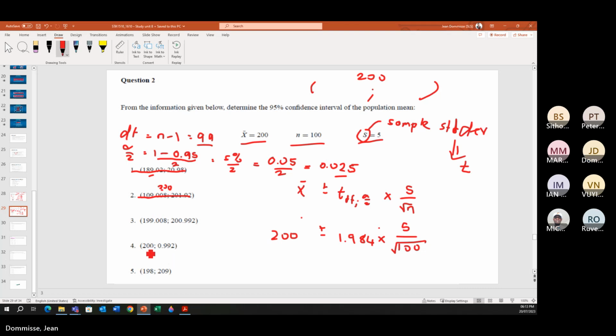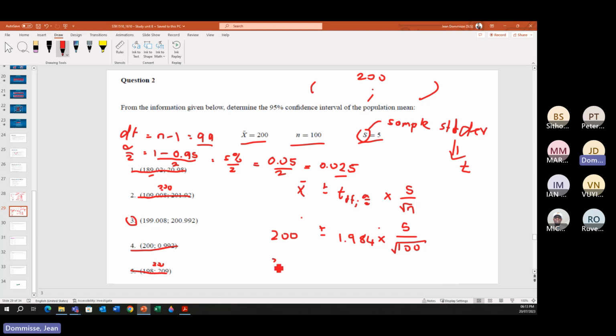200, 0.992, also not correct. 198, 209. So again, if 200 is in the middle, we actually have 9 to that side and 2 to that side, so that is also wrong. So option 3 will be your correct answer.